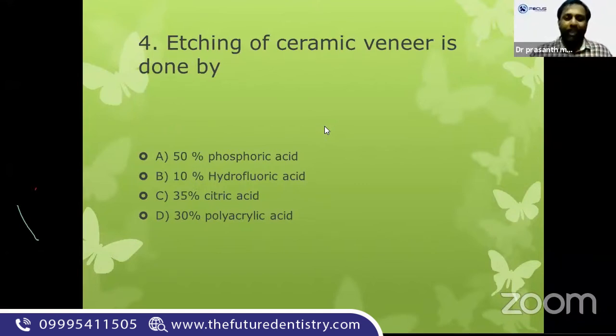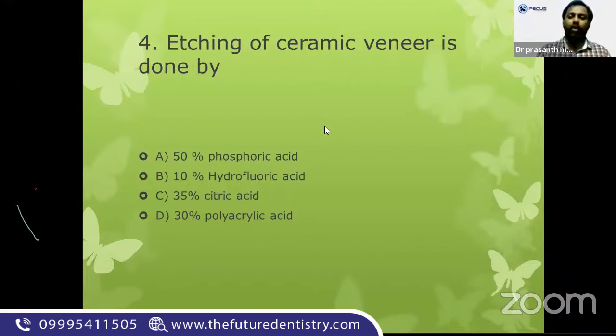Again, citric acid is used for etching of the tooth surface for perio purpose. After flap surgery, you can apply the citric acid. Polyacrylic acid is again in GIC. The liquid in GIC is polyacrylic acid.